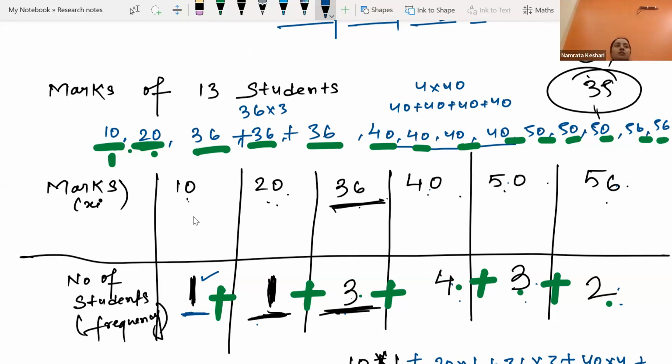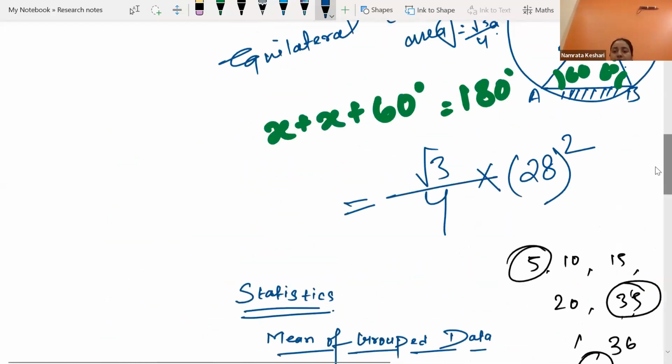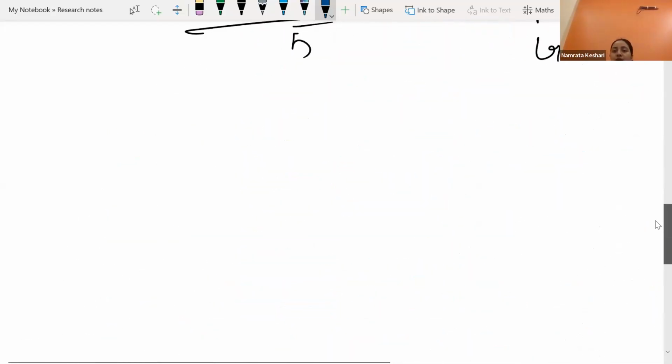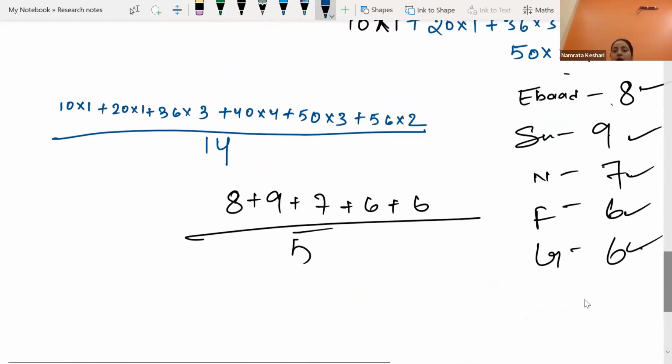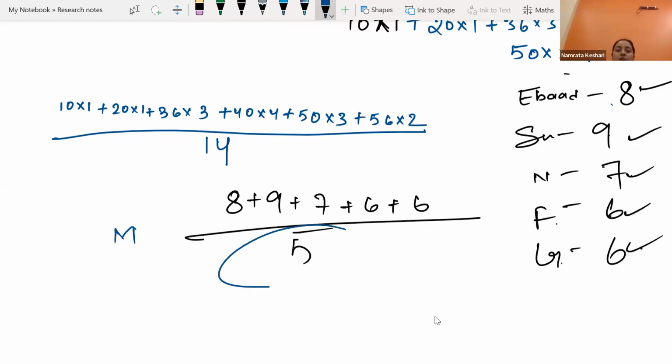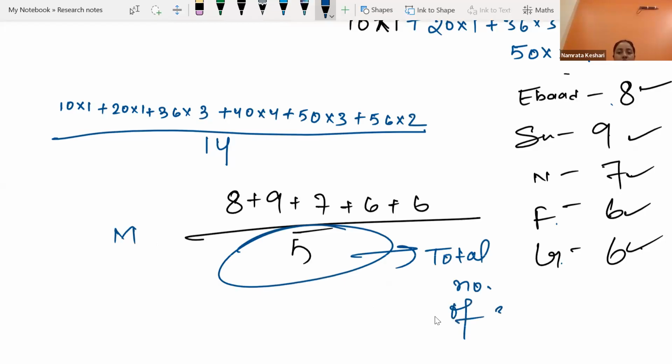Now in the denominator, while finding the mean, we count the number of data. Like, now only I have found the mean of these marks, that Ibad, Sumaya, Noah, Fazan, Galvin, these are the marks. And while finding the mean, what I have written in the denominator? Total number of students. Okay? Or total number of data. Okay, how many data exactly we are having, that only I have written in the denominator.